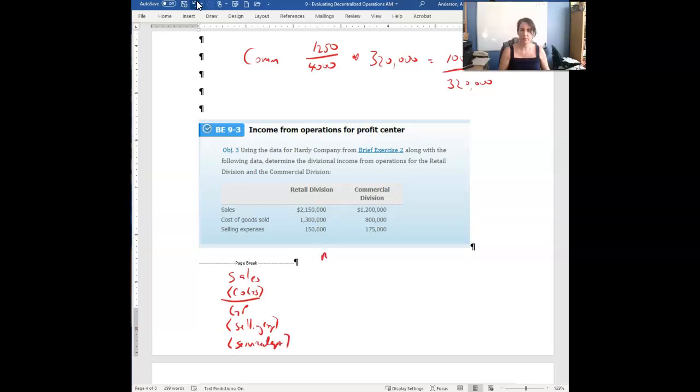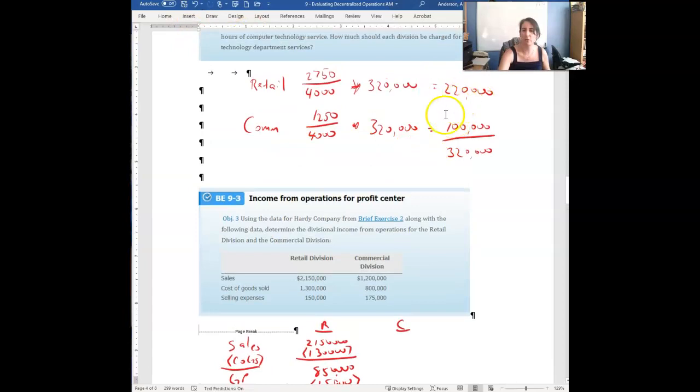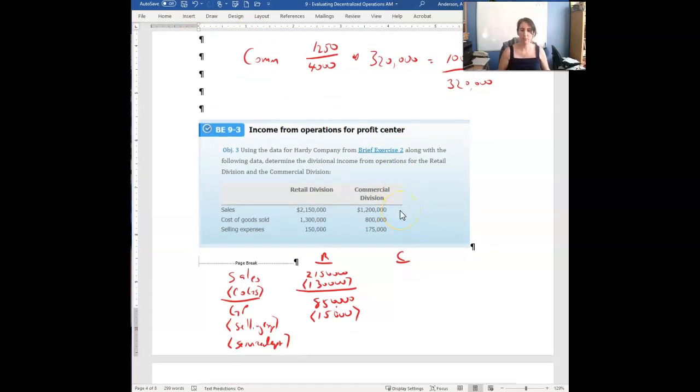So you'd have the retail division and the commercial division. I'll just do one. You've got sales of $2,150,000, cost of goods sold of $1,300,000. That gives me gross profit of $850,000, less the selling expenses, which are given to you, of $150,000, and then less the service charges for the retail department, which I'm going to grab from right here, the $220,000. So we subtract the $220,000, and you'd have $480,000 as their income from operations.